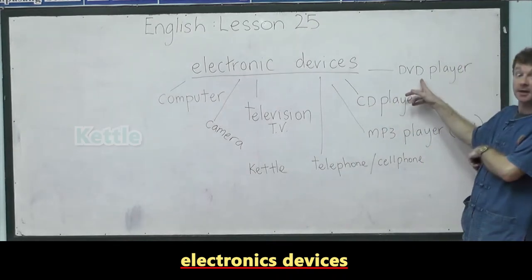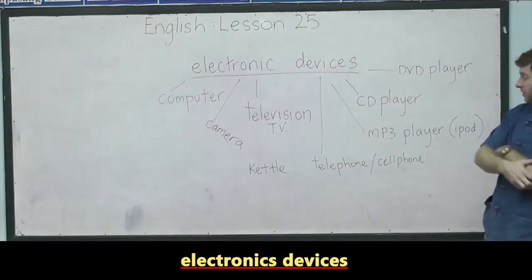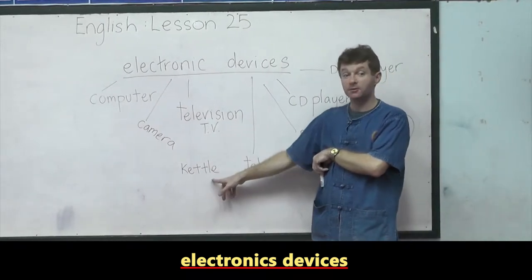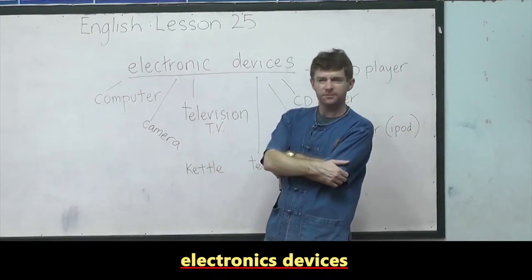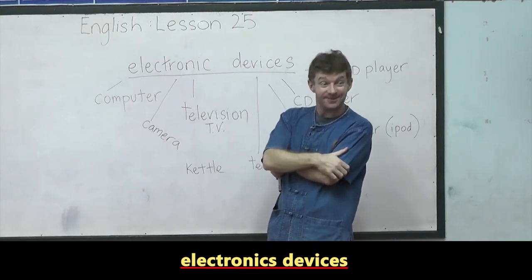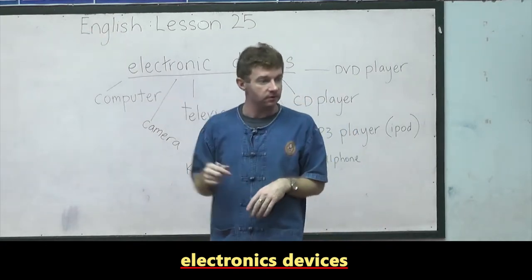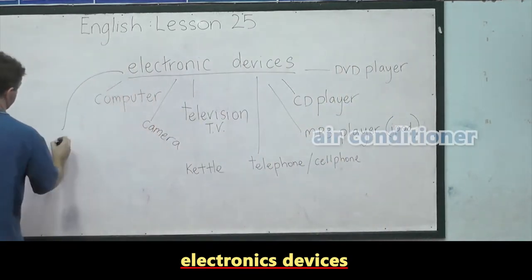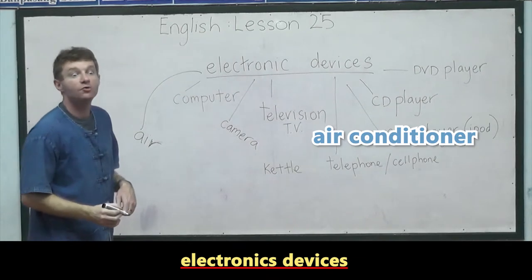We have DVD player, CD player, MP3 player. Cell phone. Or telephone. Television. Kettle. Camera. Computer. Any others? Air conditioner. Excellent. When the weather's really hot and we want to stay cool, we will turn on air conditioner. Electronic device. So let's see, we'll put air, A-I-R, and then long word, conditioner.